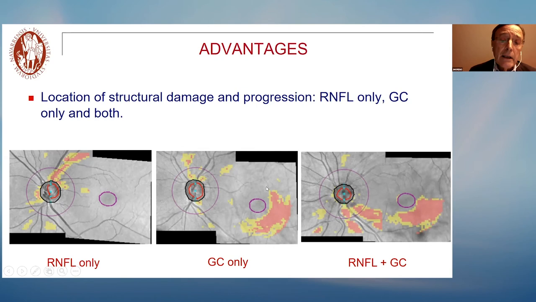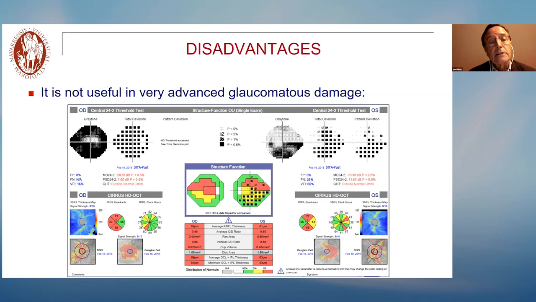In my experience, if you have damage in the ganglion cell layer in the macular area, in this case it could be better to perform a central 10-2 visual field. There are some disadvantages of the software, or there are cases when this software provides little or confusing data.